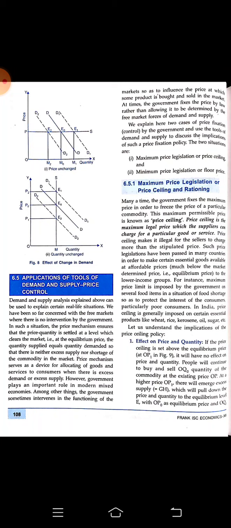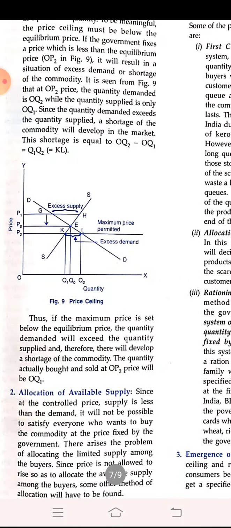So what is the effect of price ceiling on quantity? If the price ceiling is set above the equilibrium price, where is the equilibrium here? We find the equilibrium where the demand and the supply curves intersect each other at E. So if the government fixes the price ceiling at OP1, it will have no effect on the price and the quantity. People will continue to buy and sell at OQ0, right? Whatever the price ceiling might be, we will find that the equilibrium point is lying somewhere below that, so it will not have any effect on the quantity of the commodity at the existing price.